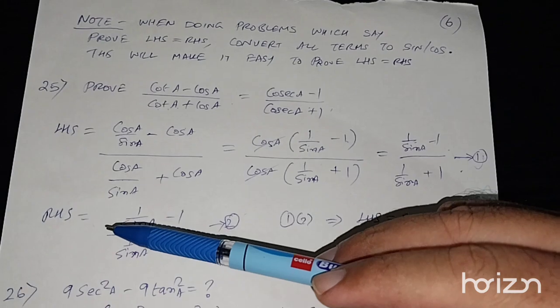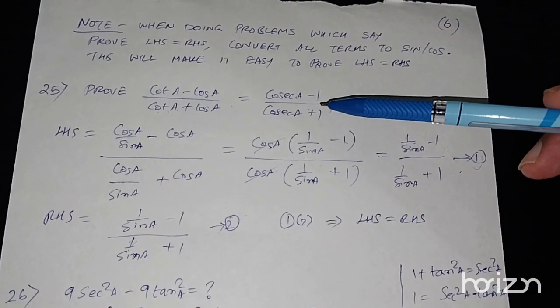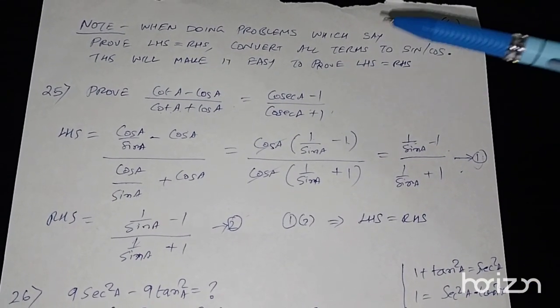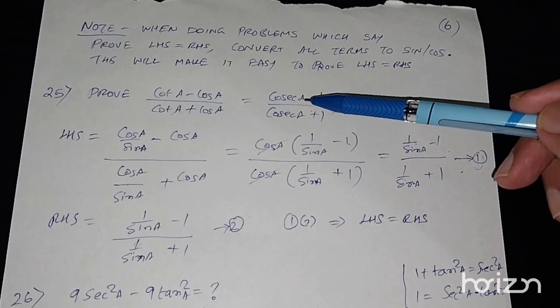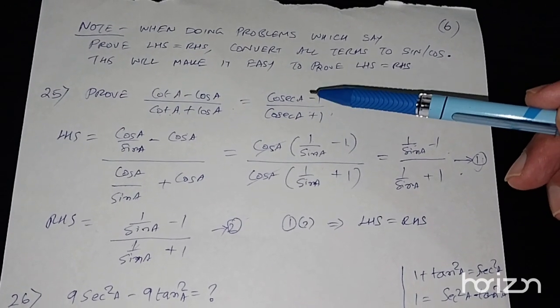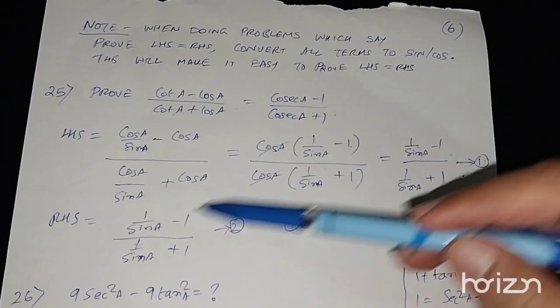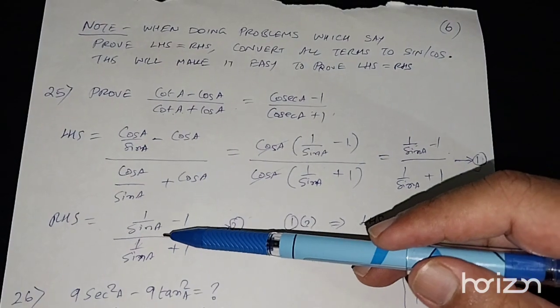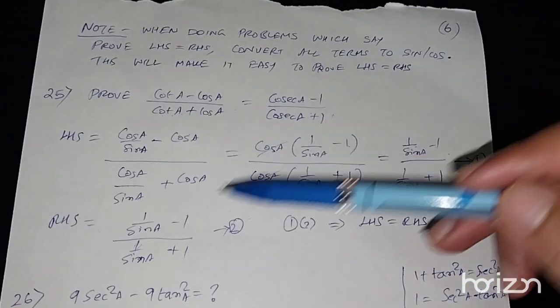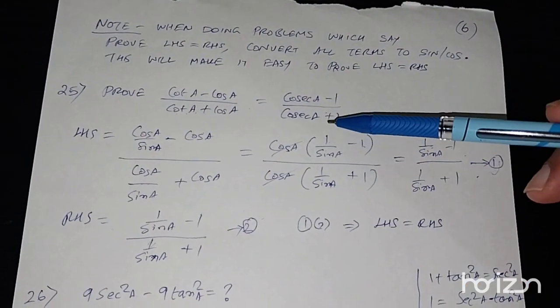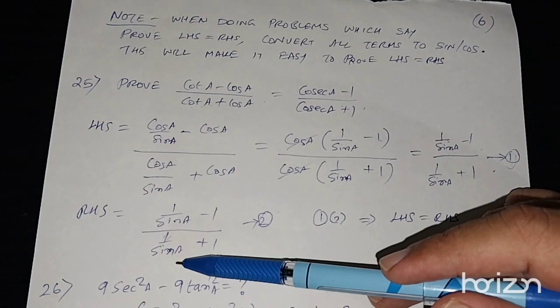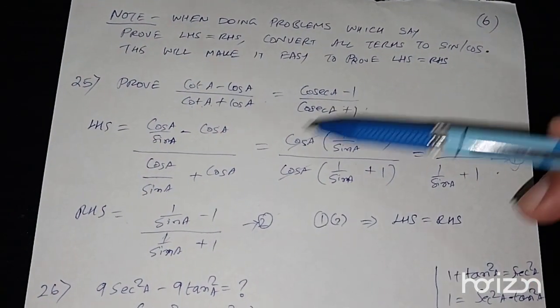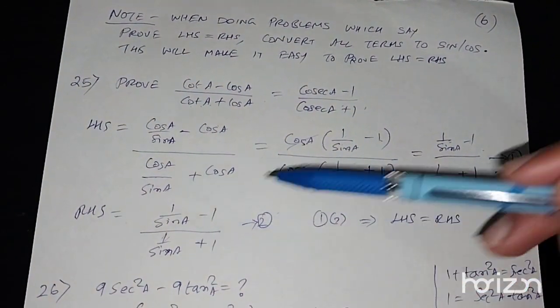Now take the RHS. As I said, in RHS also, all the terms you write in terms of sine and cos. So what is cosecant A? Cosecant A, as you know, is 1 upon sine, right? So instead of cosecant A, we have substituted 1 by sin A here, minus 1 is as is. And similarly in the denominator, we have replaced cosecant A as 1 by sin A, plus 1.